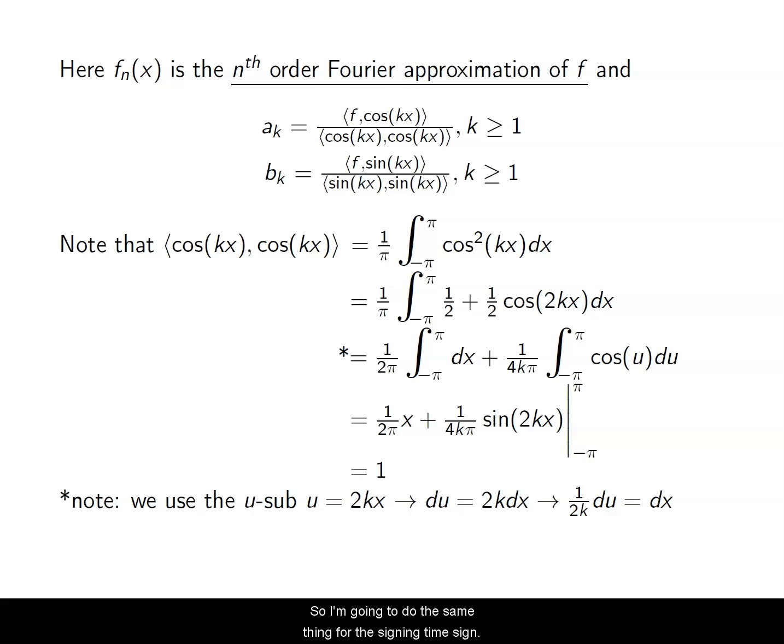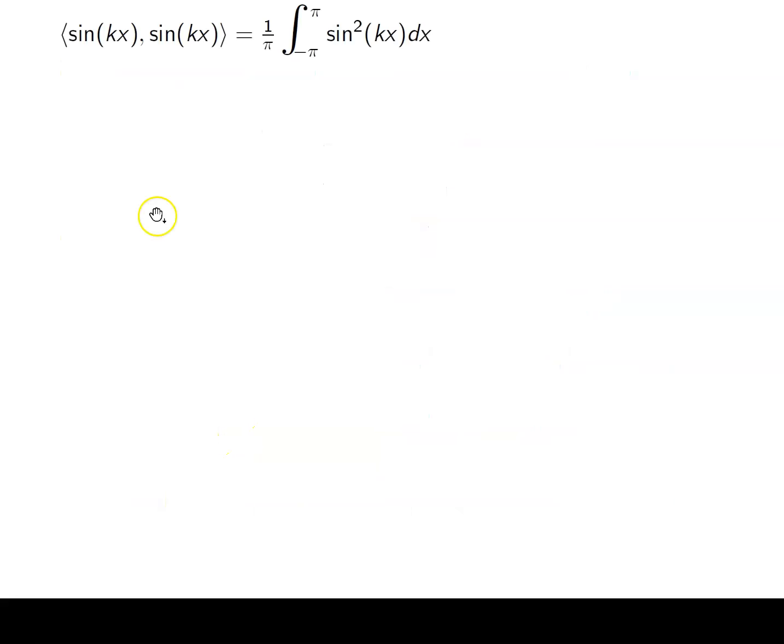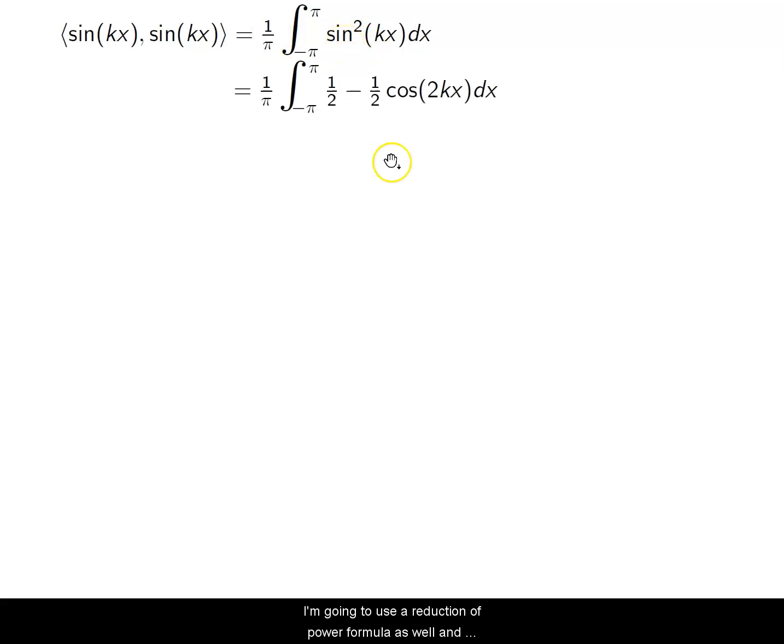So I'm going to do the same thing for the sine times sine, okay? So for sine inner product sine, same sort of setup. I'm going to use a reduction of power formula as well. I get 1/2 minus 1/2 cosine 2x because the reduction of power formula is 1/2 times 1 minus cosine, and then double whatever you have on the inside, okay?